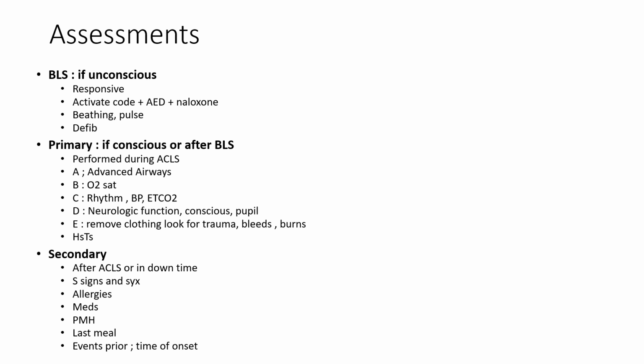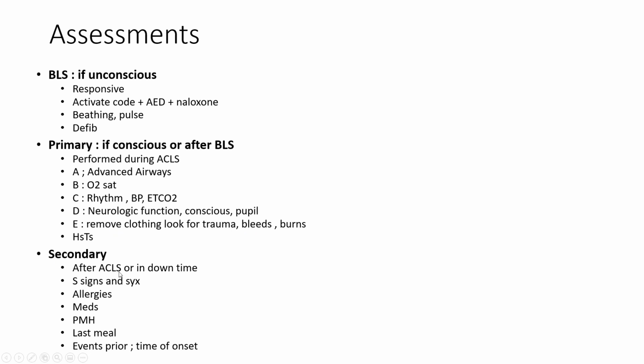Also, 35 to 40 is a normal ETCO2, so once that jumps to that certain level, you know that you've achieved ROSC. So have that ready after the person has regained their pulse to measure ETCO2 in the post-arrest care. Then D, as we talked about, is neurologic function. You want to check the patient's consciousness, alert, aware, if they know where they are, their pupillary reflexes. E, you want to expose for trauma, bleeds, burns, and then you want to check for H's and T's.